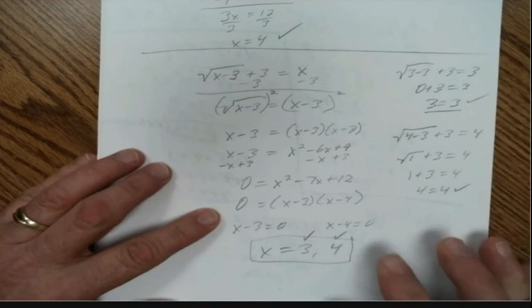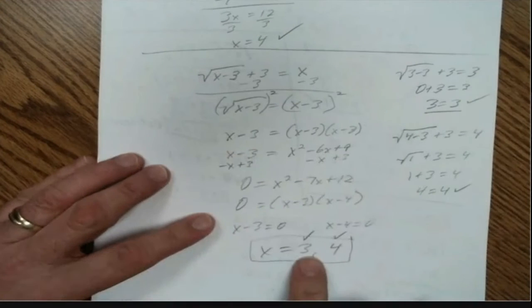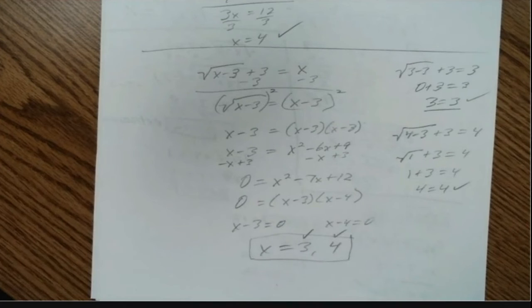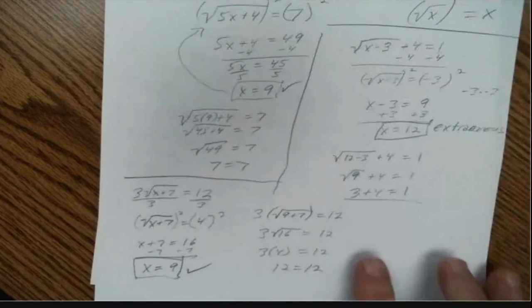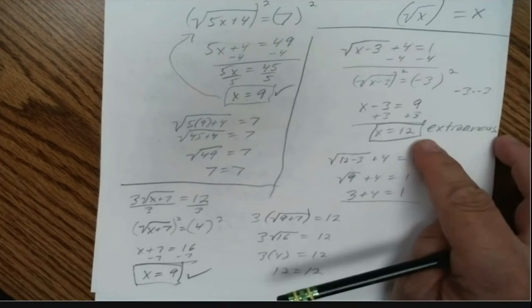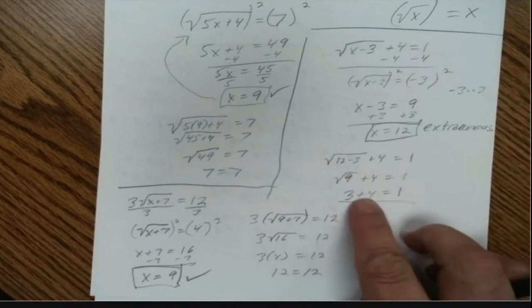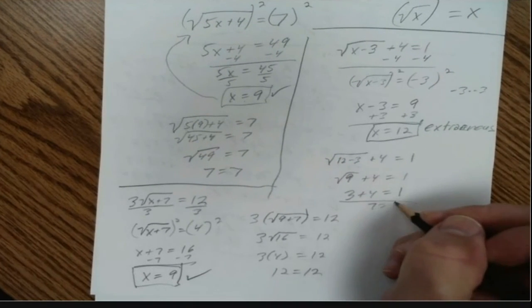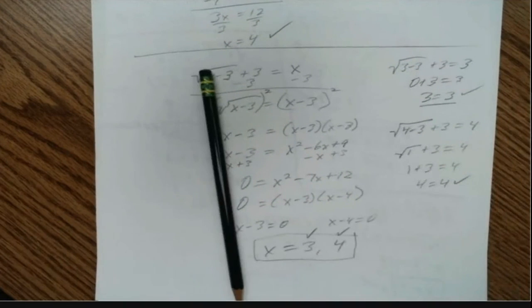So don't forget, anytime you're dealing with a radical, it's really good anytime you solve for x to go back and double check, but you have to with a radical because sometimes you get problems like the one we had over here where we come up with a 12, but when you put 12 back into the equation, you end up with 7 equals 1, which is not right. That doesn't work.